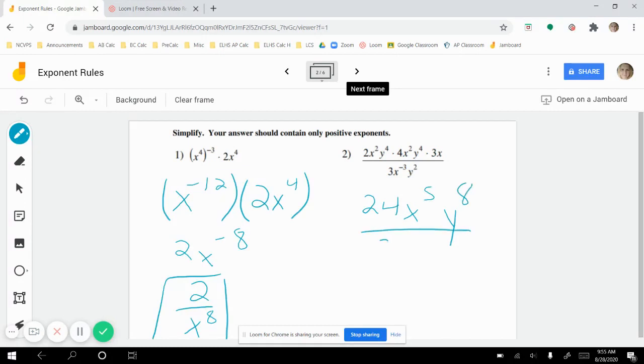On the bottom, we have everything exactly the same. Okay, so now we just want to simplify. Let's take a look at our coefficients. 24 divided by 3 is 8. Let's look at our x's.